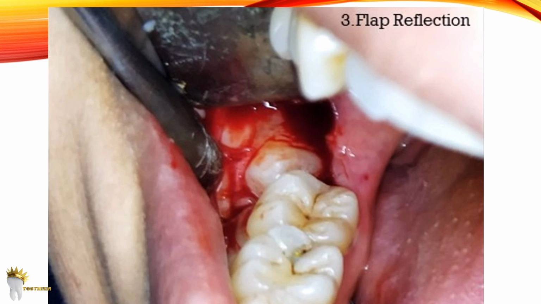and after flap reflection, it should be retracted using a Minnesota retractor or Austin's retractor to protect the flap, and the edge of the retractor should always be resting on the bone and not on the flap. So the flap tissue should not be trapped under the retractor.